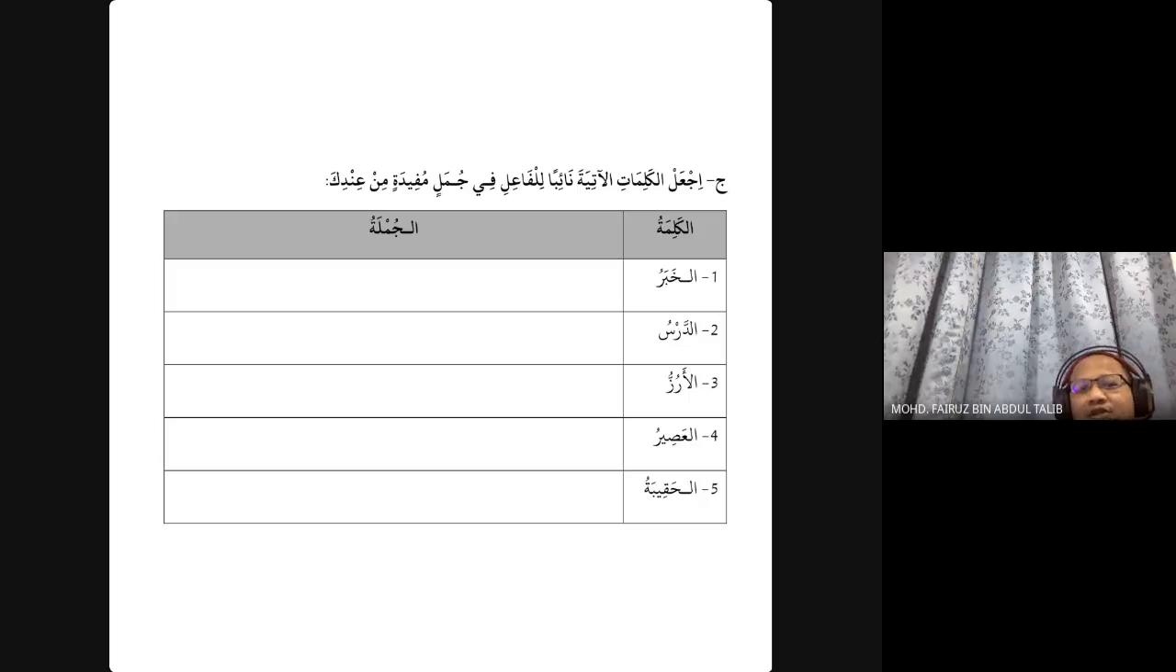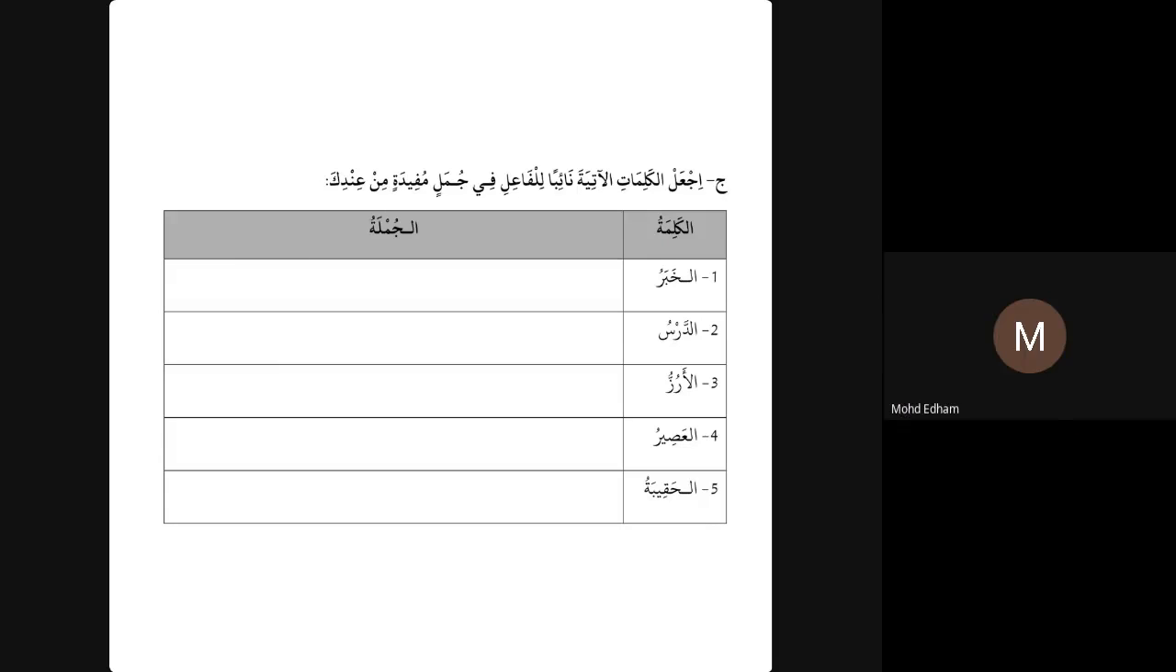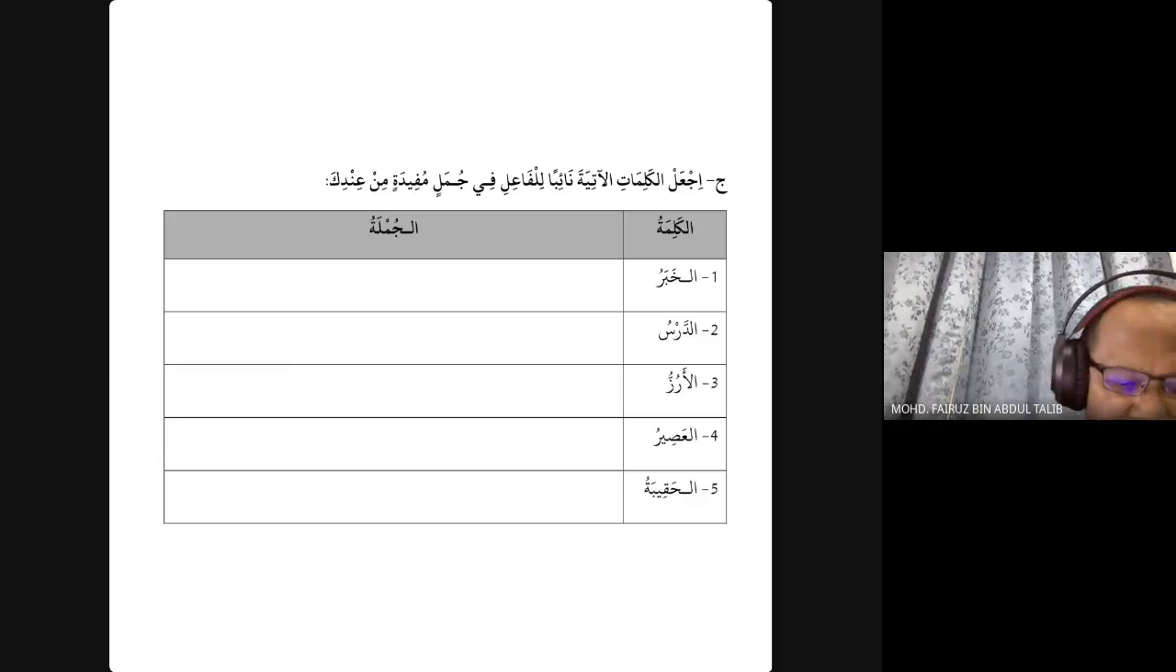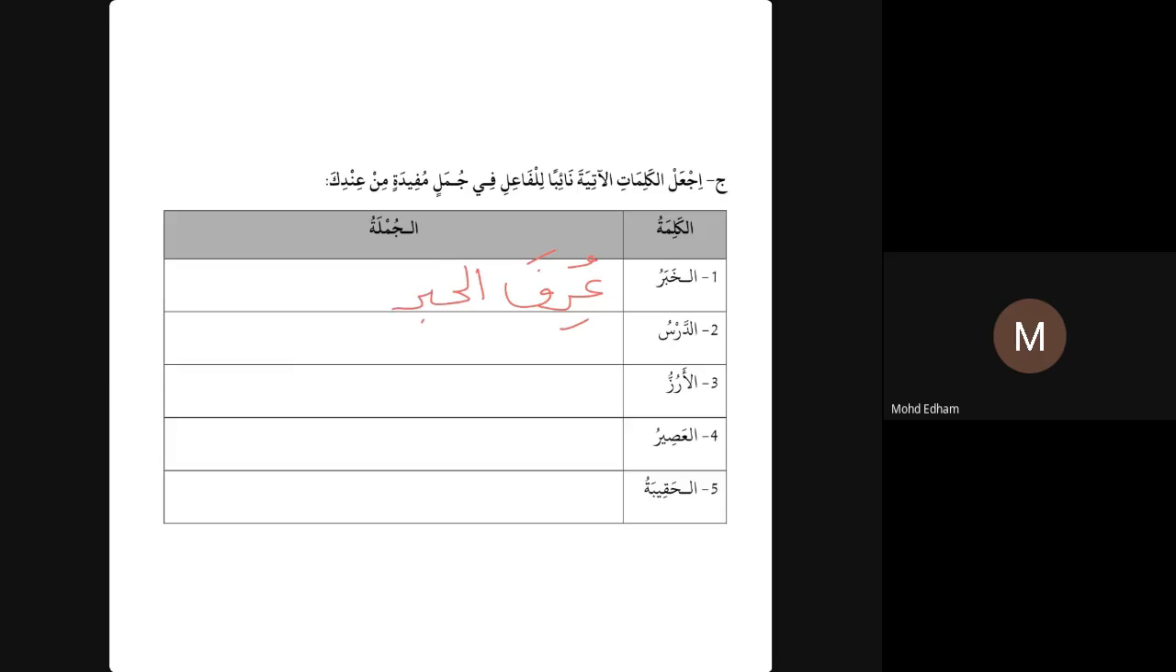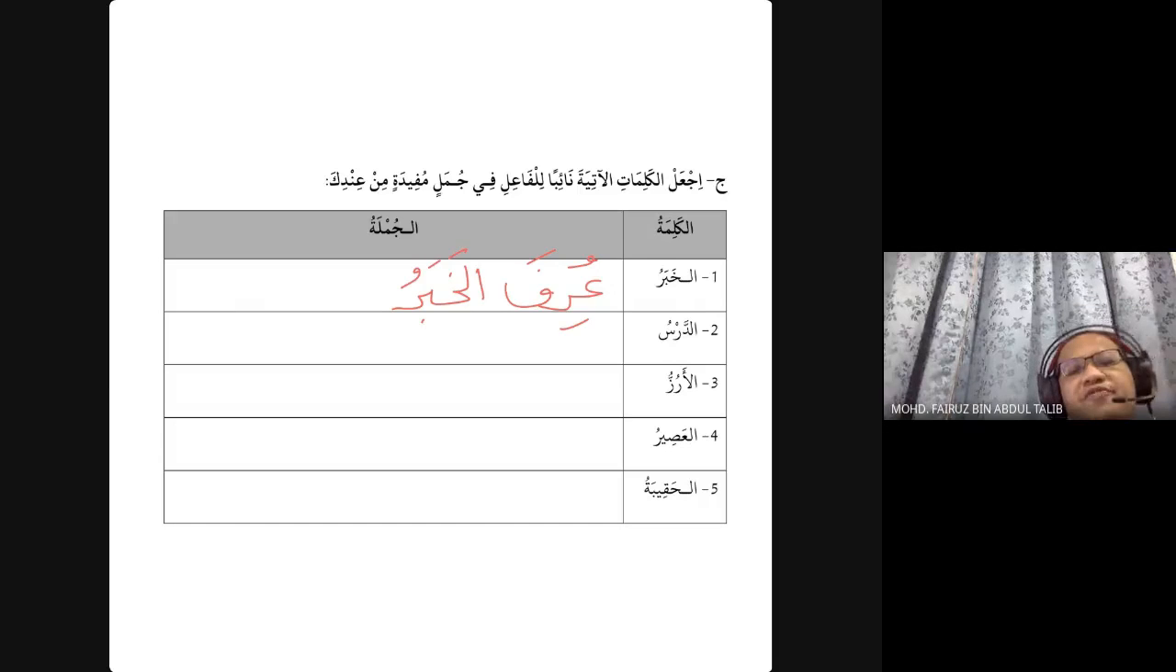Al-khabar. The news was known. The news was told. The news is Urifa. Urifa. Okay, Urifa. What is the meaning? Known. Sahih. Urifa. What was known? Al-khabar. Urifa al-khabaru. Yes, so this is correct already. Urifa al-khabar. The khabar was known. The news was known.